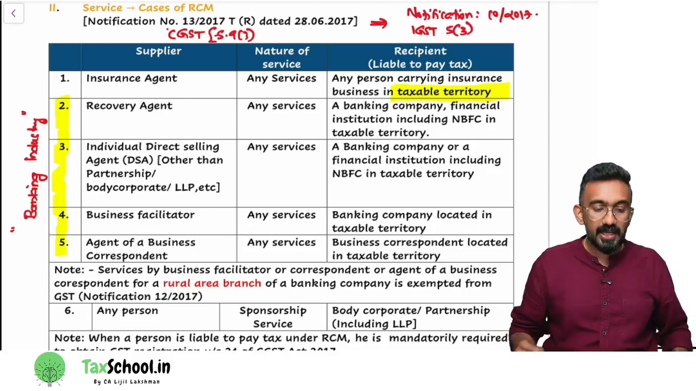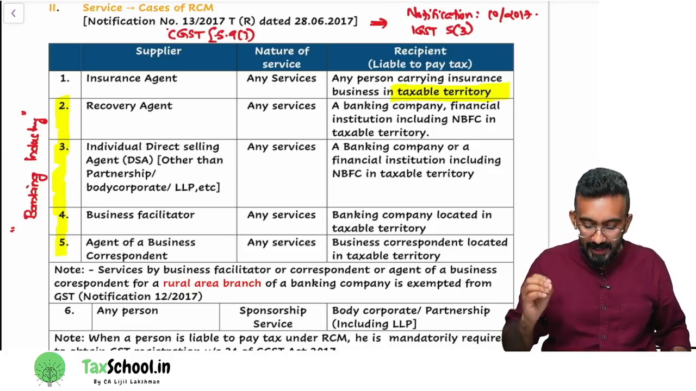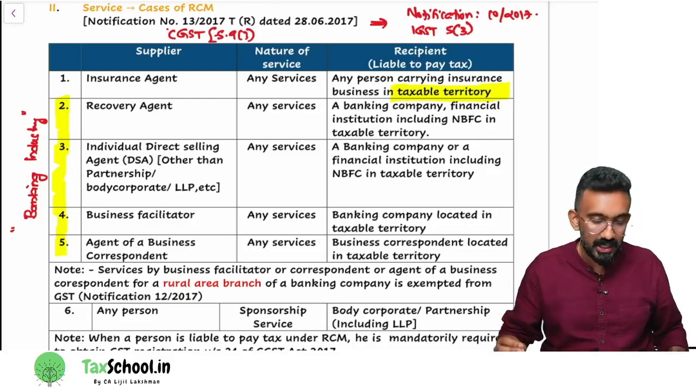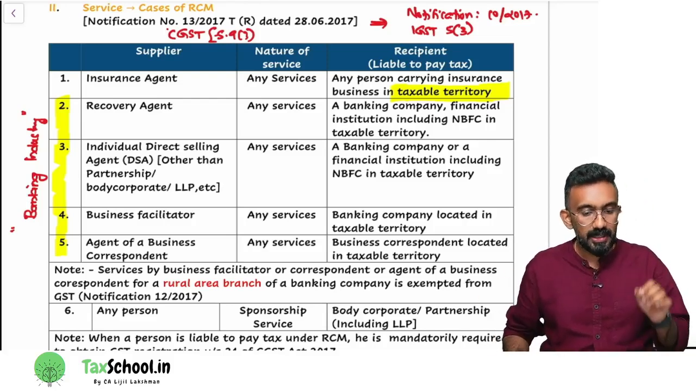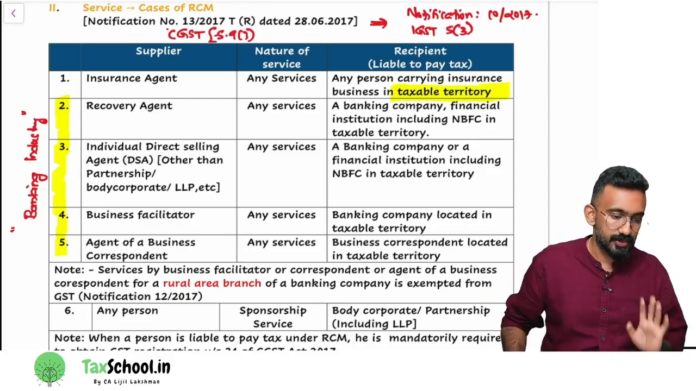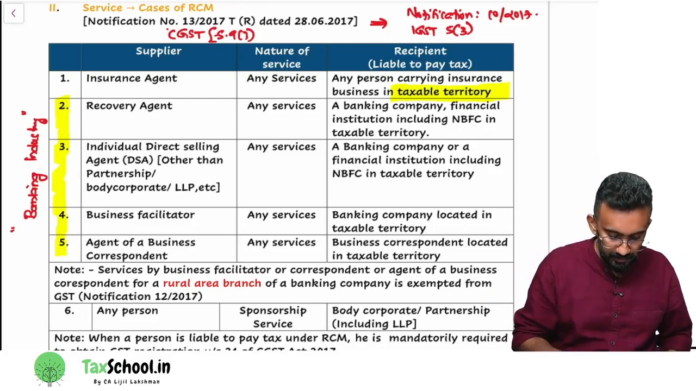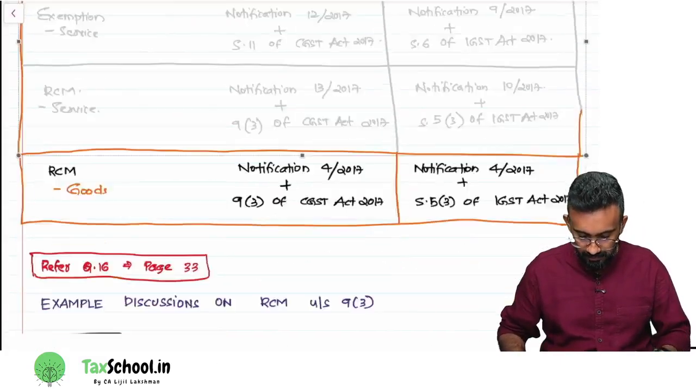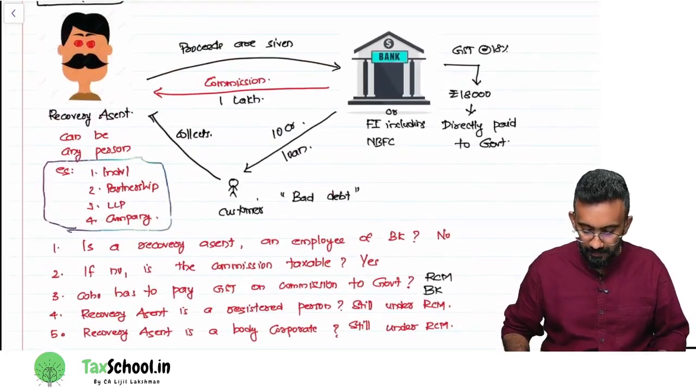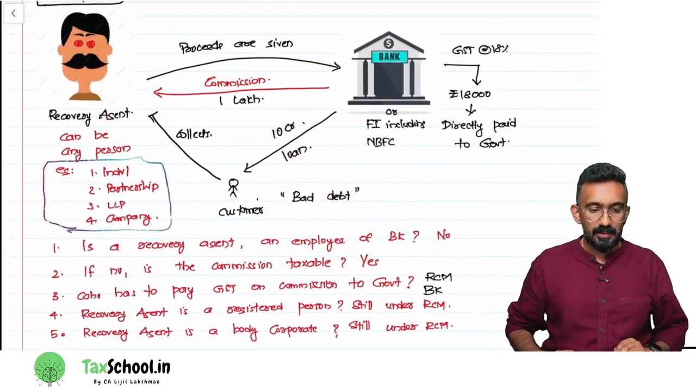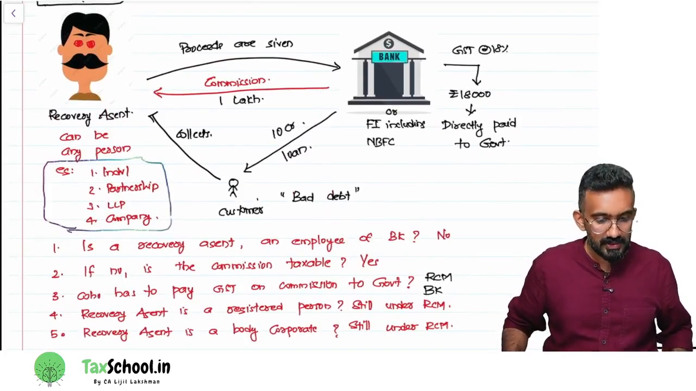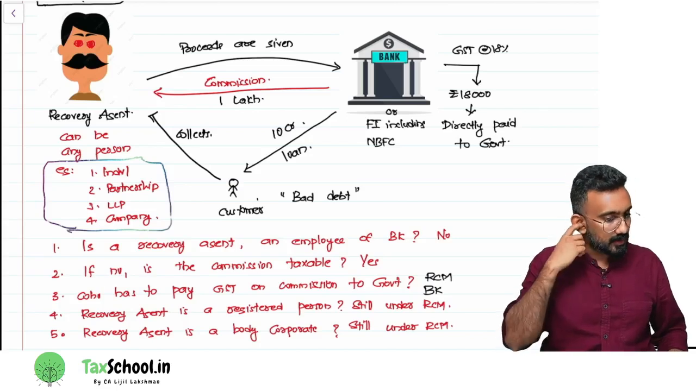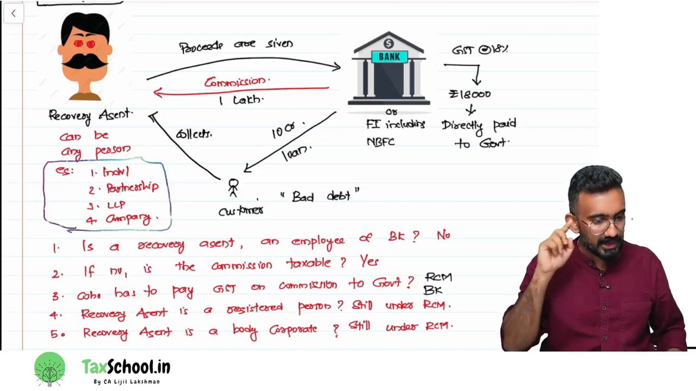Second case: supplier is a recovery agent providing any services to a banking company, financial institution, including NBFC, in taxable territory. The banking company or NBFC is liable to pay tax under reverse charge mechanism. Looking at this with an example: these examples are there in your tax school free resources for you to freely look at. The PDF will be available, and if you want to look at the chapter, it will be in the example folder.